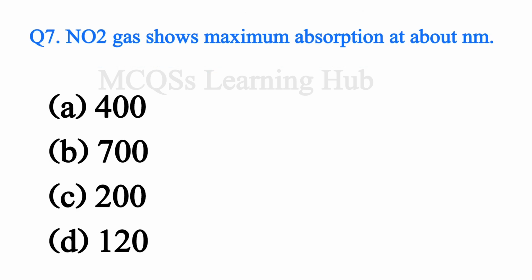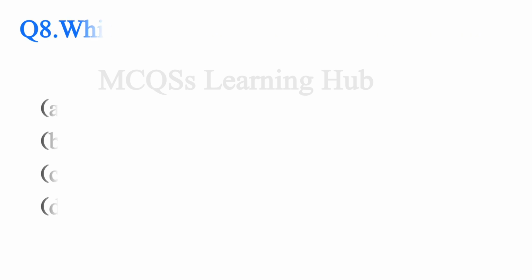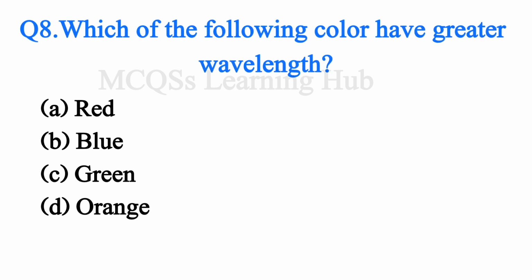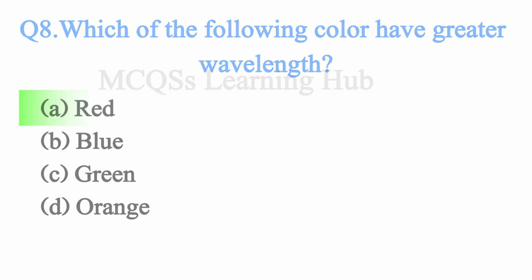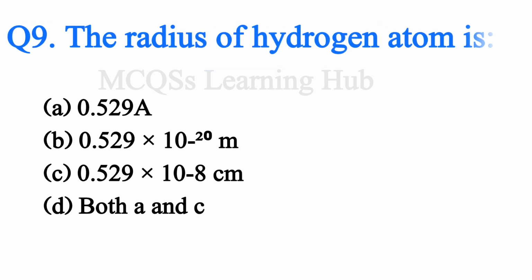NO2 gas shows maximum absorption at about nm. Option A is correct. Which of the following color have greater wavelength? Option A is correct. The radius of hydrogen atom is. Option D is correct.